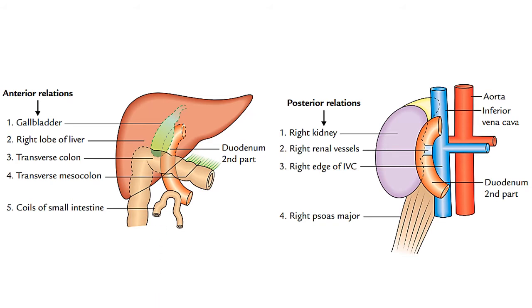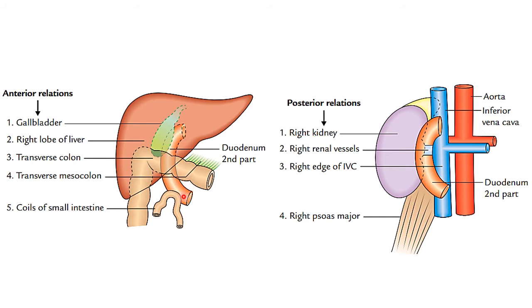So this is the head of the pancreas lying in the concavity of the second part of the duodenum. This is the uncinate process, and this is the body and tail of the pancreas. So the head of the pancreas lies medial to the second part of the duodenum. The head of the pancreas lies in the concavity of the second part of the duodenum.